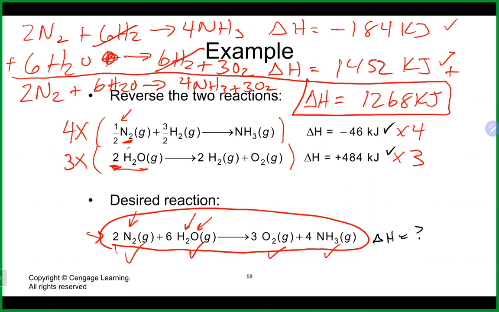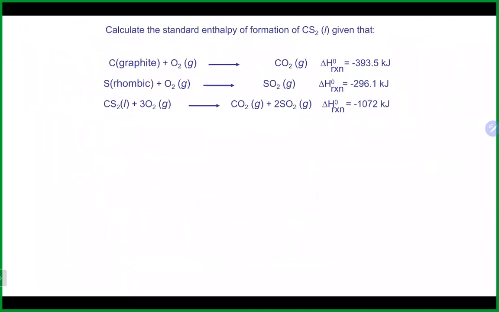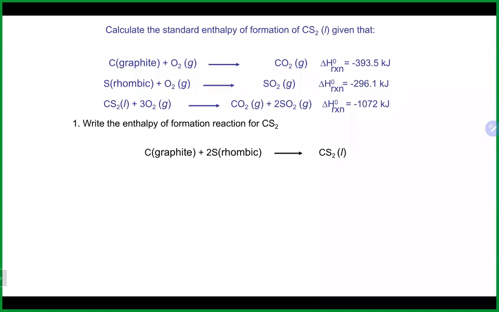So why don't we try another one here? All right, using the top 3 equations, we want to build this equation on the bottom, and we want to figure out what the delta H value is here. Once again, you may have to multiply, may have to divide, may have to reverse the reaction. So give it a go, see what you come up with.